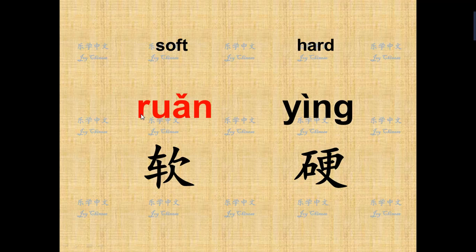Here is a combination of 日 and uan with the third tone. 日uan 软 means soft. We learned 硬, hard. Again, these two are opposite words. 软, 硬. Okay, this is all the content of this video.